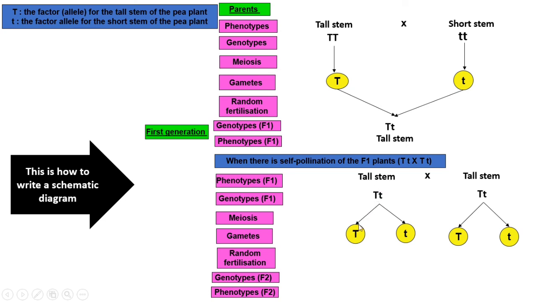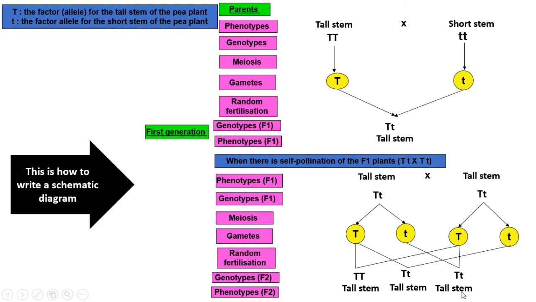So after that, random fertilization. Random fertilization means from this parent with this parent. Maybe capital T randomly fertilizes with capital T and produces tall stem. Genotype capital T capital T, and capital T and small t, will produce tall stem. Another one, capital T and small t, will produce tall stem. And the last part, small t with small t, produces short stem.